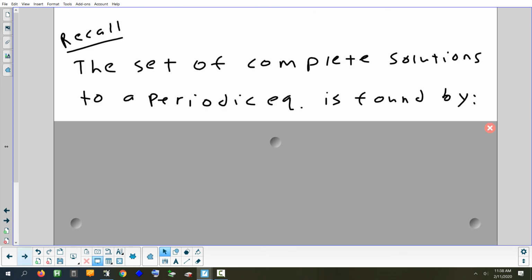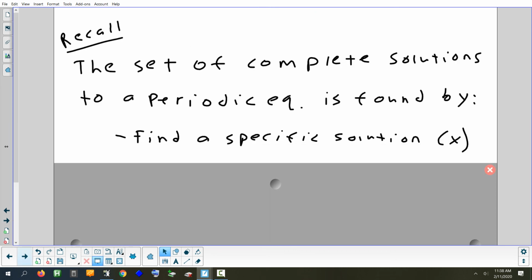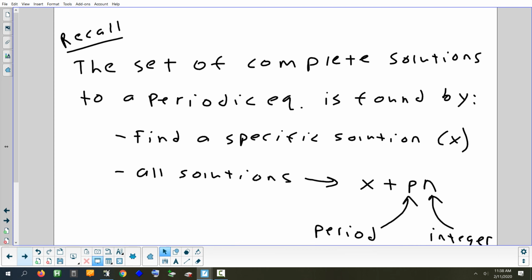All right, let's try. Well, actually, I'll just review that quickly. If instead of saying find the answers in one cycle, they say find all solutions, we've done this in a few sections. Find the solutions just like we did in the last problem, but then add the period times n. Any questions on that idea?